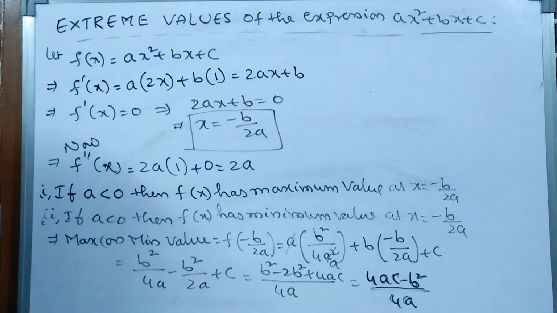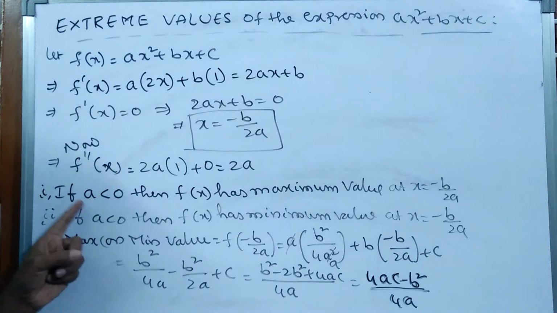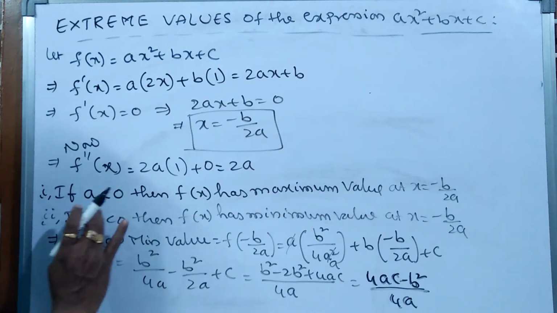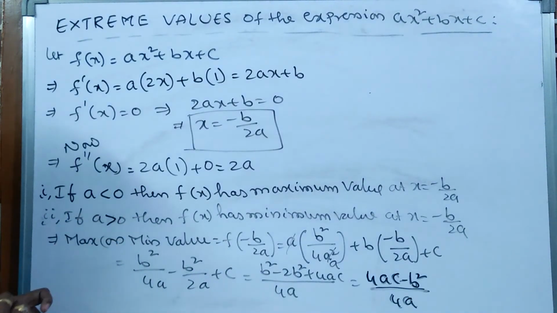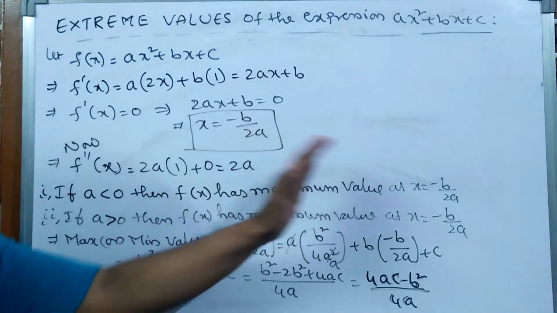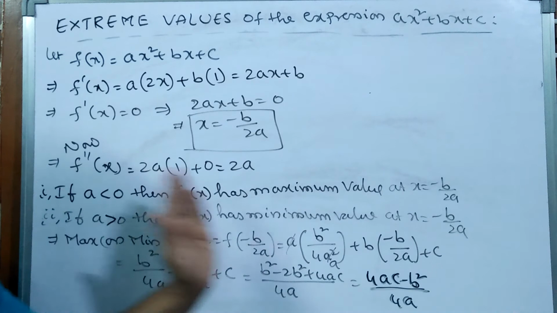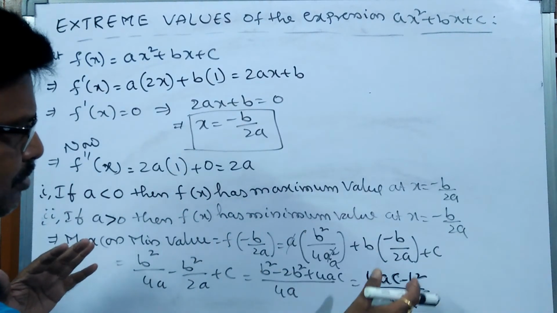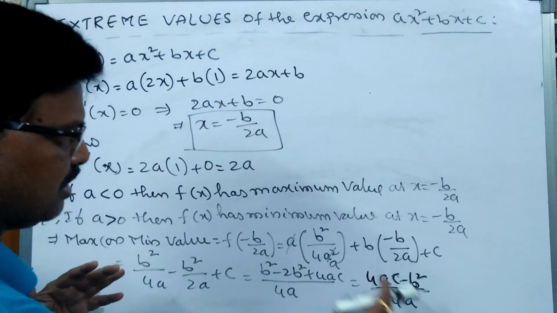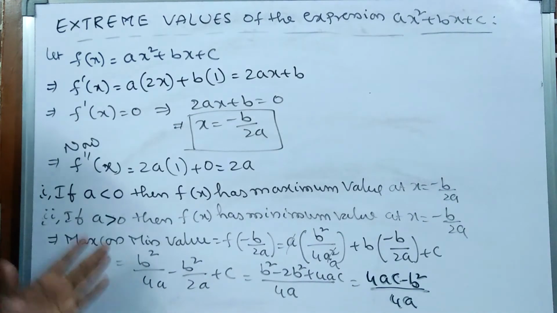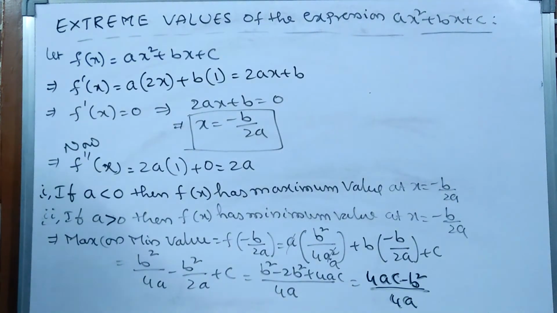When will it be maximum, and when will it be minimum? If a is less than 0, then it will have maximum value. If a is greater than 0, then it will have minimum value. Both the values are the same. Maximum or minimum value is given by 4ac minus b square by 4a, that exists at x is equal to minus b by 2a. The most important concept, note down.